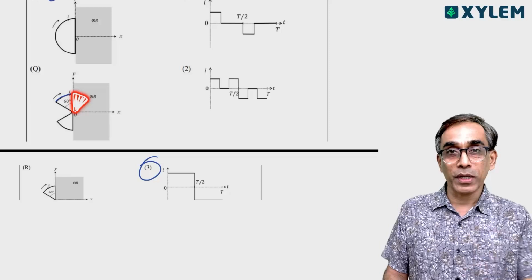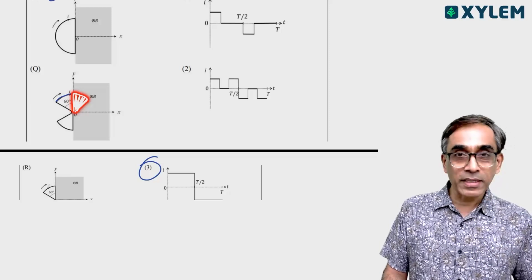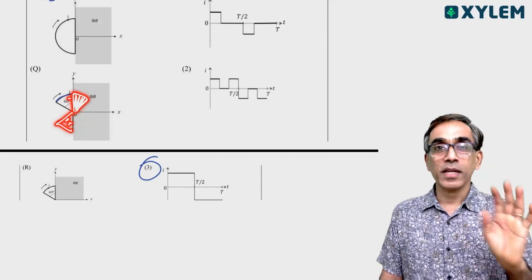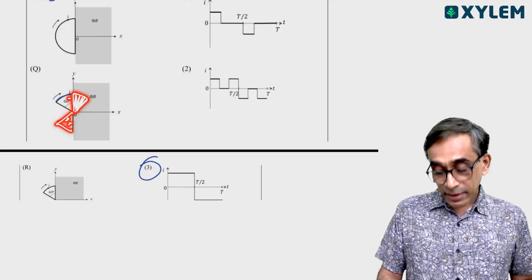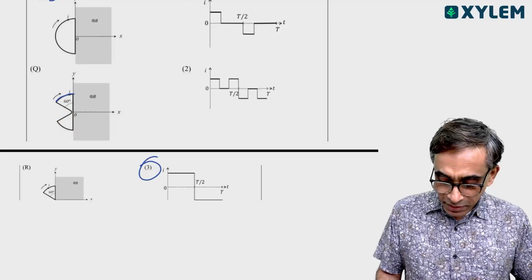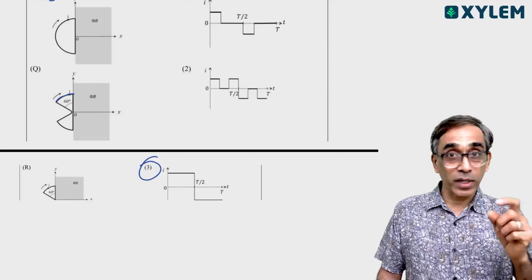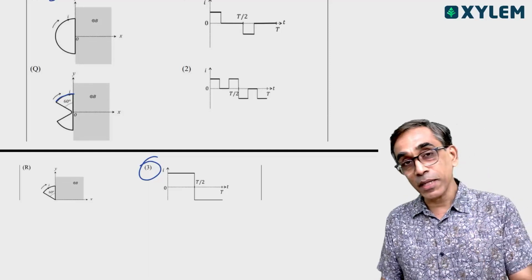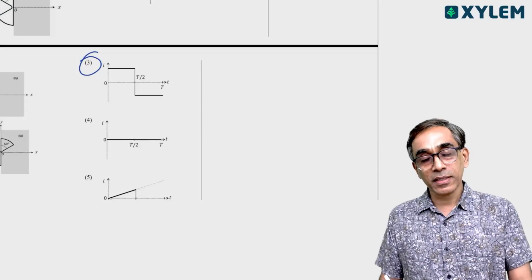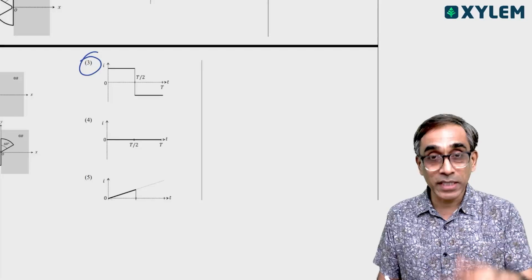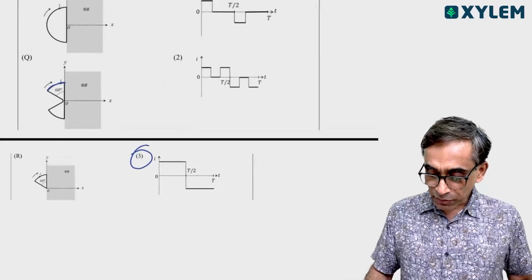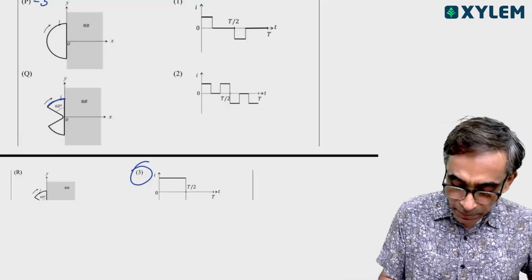Next T/6, no induction. Next T/6, the second portion will enter. So while entering, both will have the same sense of current. Then they will start moving out. First one portion will move out for T/6 second. Then for the next T/6 second, no induction. Then again in the next T/6 second, again induction of the same kind. So the first two instants must have the same sense. So which graph will match with that one? Option 2 will match. Q is matching with 2.